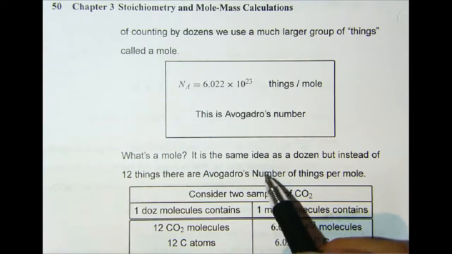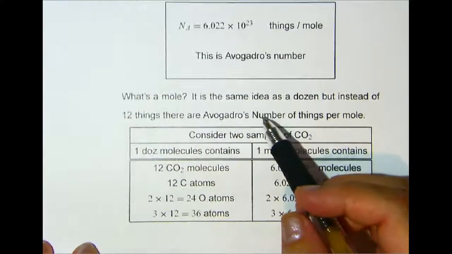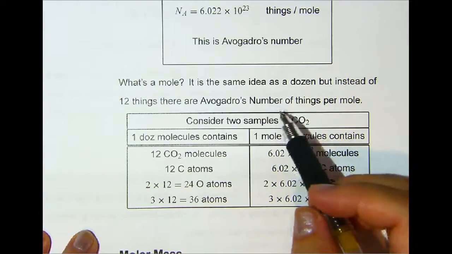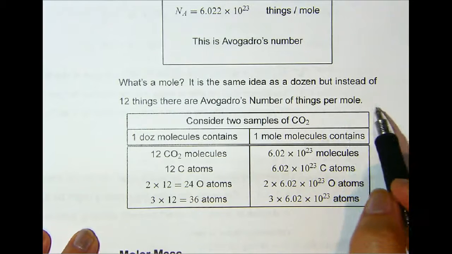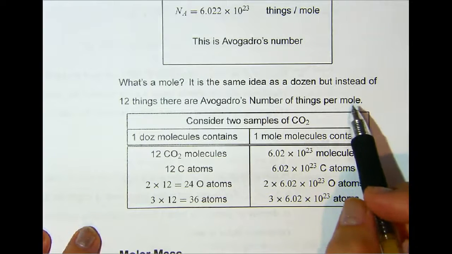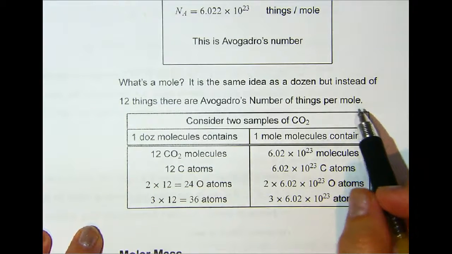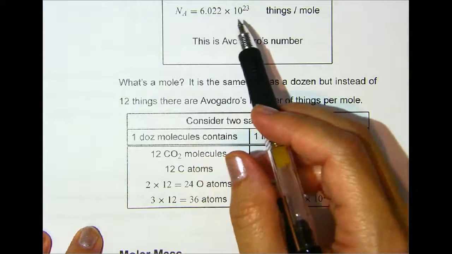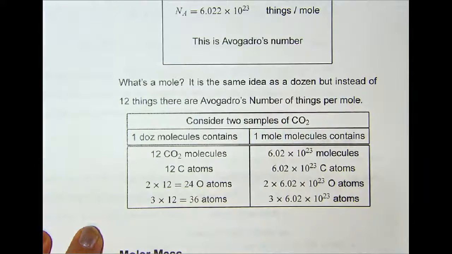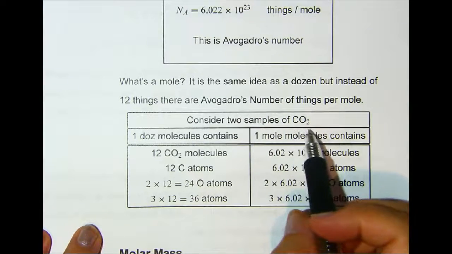So what's a mole? It's the same idea as a dozen, but instead of 12 things, there are Avogadro's number of things for every 1 mole. So it's like saying 1 dozen equals 12 things, or 1 mole equals 6.022 times 10 to the 23rd things. So consider 2 samples of CO2.